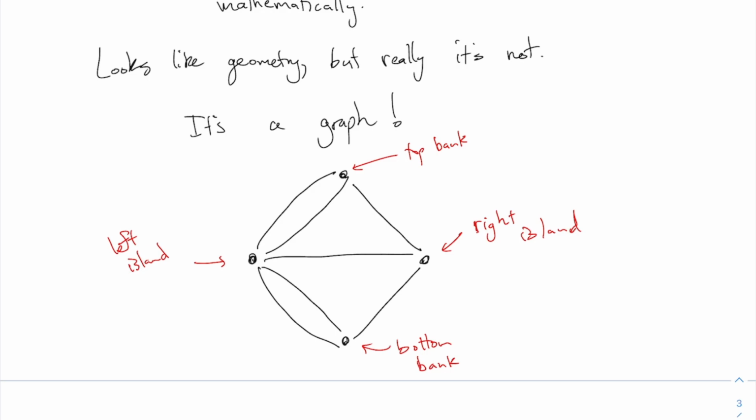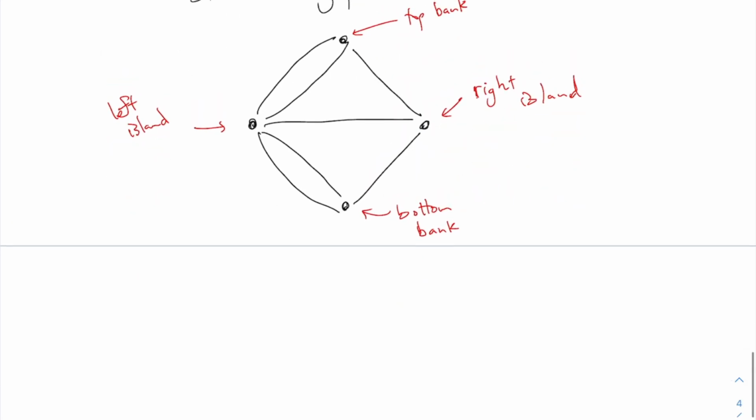All right? Like I said, geometrically speaking, this is not really accurate at all because the islands are much smaller than the banks on the top and the bottom. But none of that is important for this bridges problem. All you care about are the 4 different locations you can end up and all the bridges that connect them. Okay? And now that we've turned it into this graph, the question now becomes, can we find a path through here? Really, I said we want a path where you start and end at the same point.